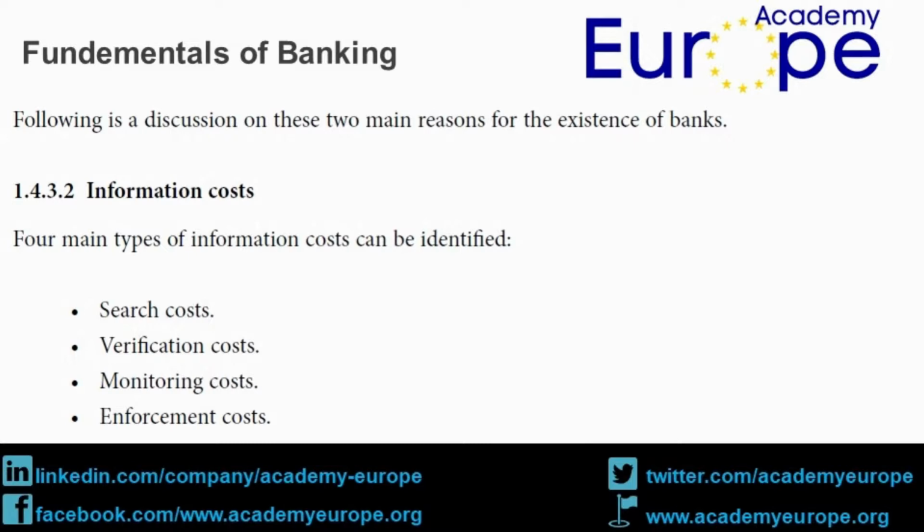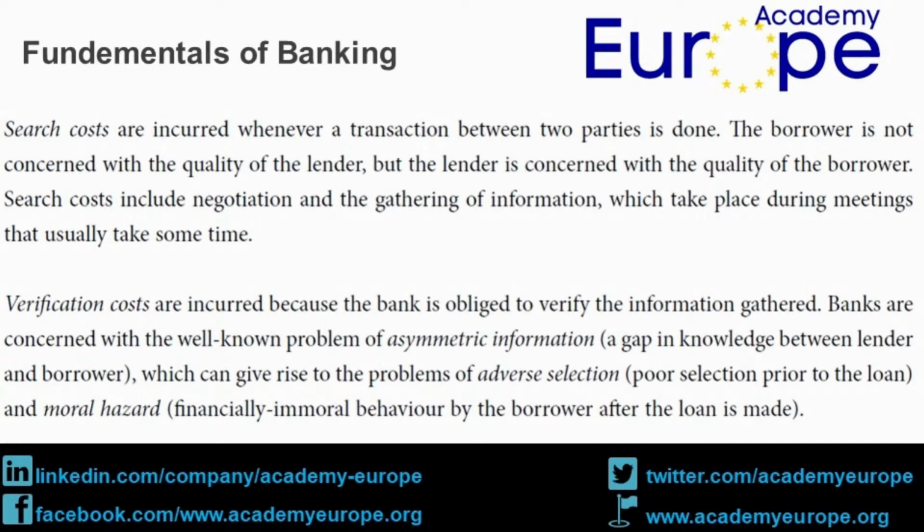Information costs. Four main types of information costs can be identified: search costs, verification costs, monitoring costs, enforcement costs. Search costs are incurred whenever a transaction between two parties is done. The borrower is not concerned with the quality of the lender, but the lender is concerned with the quality of the borrower. Search costs include negotiation and the gathering of information, which take place during meetings that usually take some time. Verification costs are incurred because the bank is obliged to verify the information gathered.